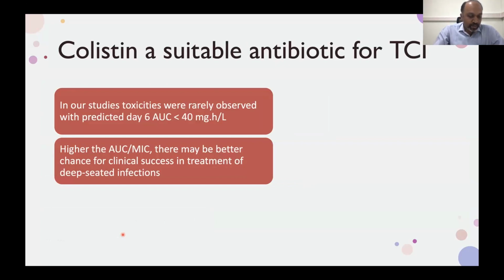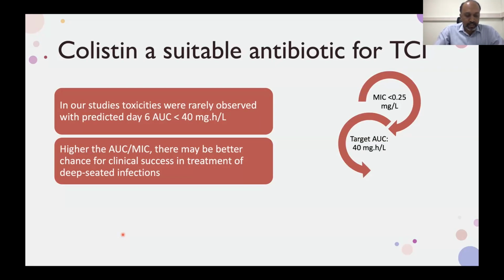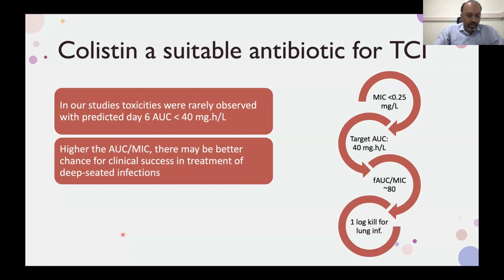Toxicities were rarely observed in our study when the predicted day 6 AUCs were less than 40. And the higher the AUC by MIC, there may be better chance for clinical success, especially in treatment of deep-seated infections. For example, if the MIC of the organism is less than 0.25 milligram per liter, and if we continue to keep the target AUC at 40 milligram per liter, then the free fraction AUC by MIC will be approximately 80, because roughly 50% of colistin is bound to proteins. And this concentration of unbound colistin in systemic circulation may be good enough to treat a deep-seated lung infection.